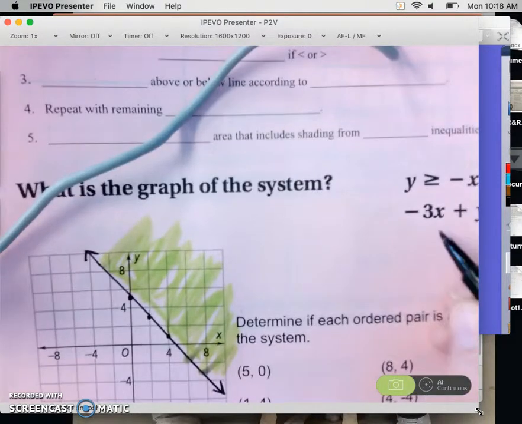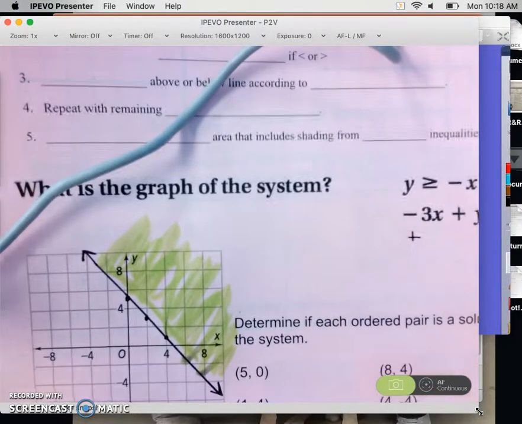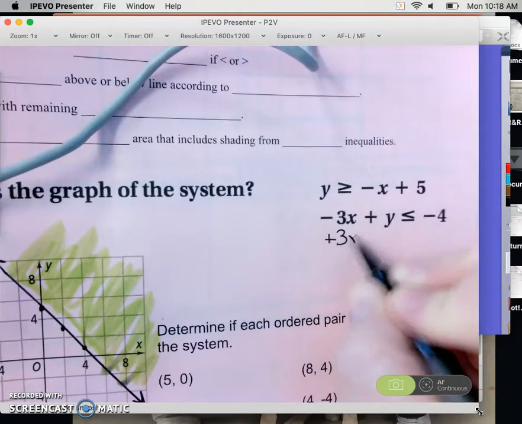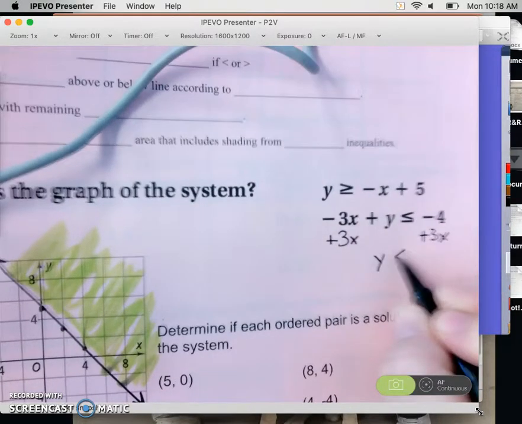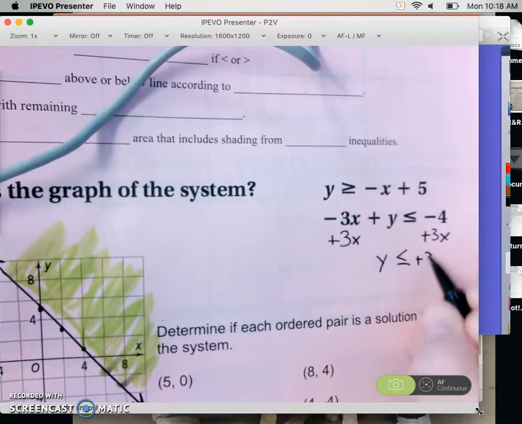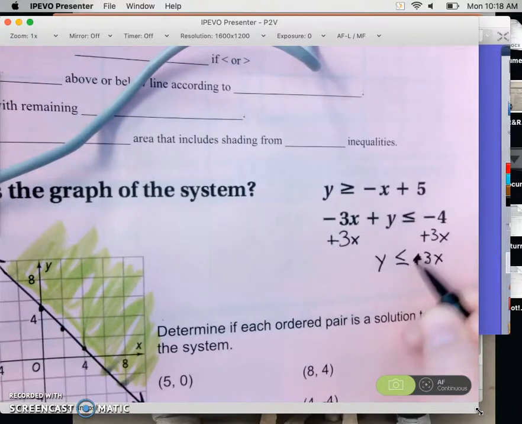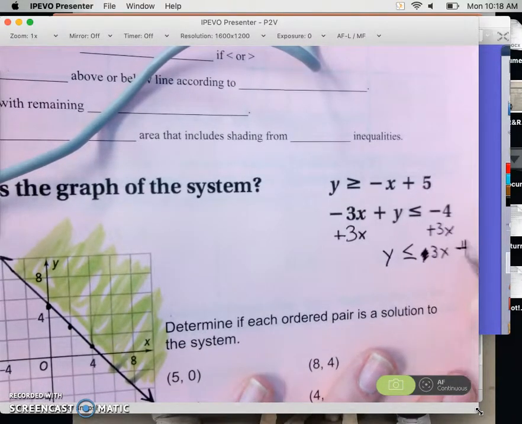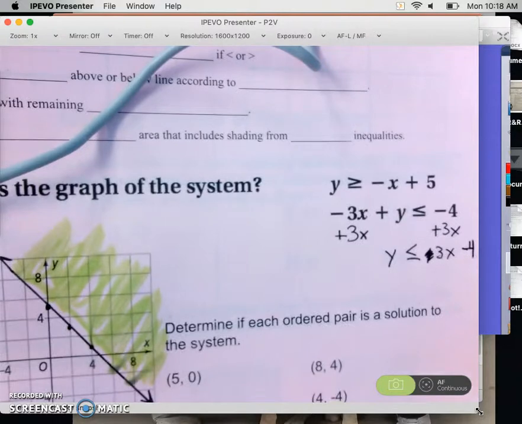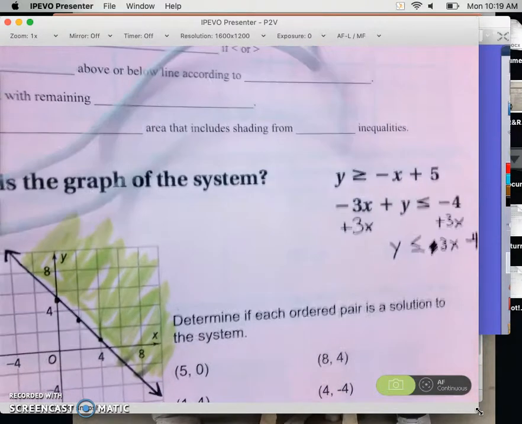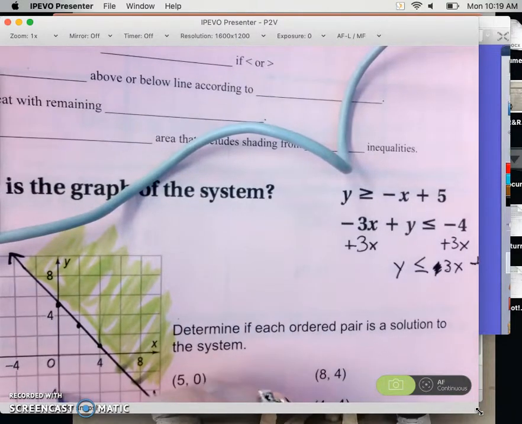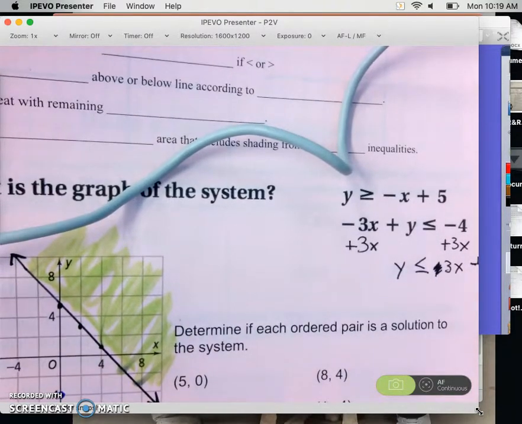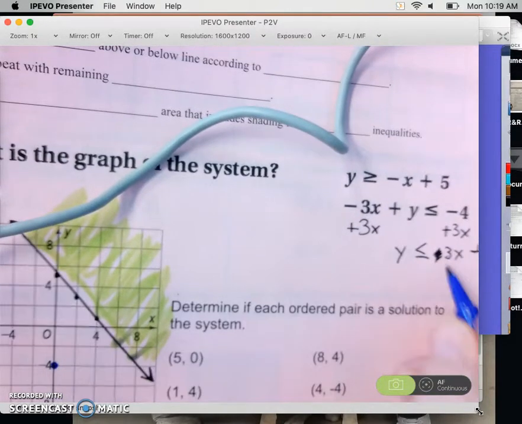Okay, this negative 3x, so I need to get this into the correct form. Add 3x to both sides. So I have y is less than or equal to a positive 3x, and then minus 4. Then I start with minus 4. I'm going to take a different color. So I'm going to go down to negative 4, put a dot, and then I go up 3 over 1.